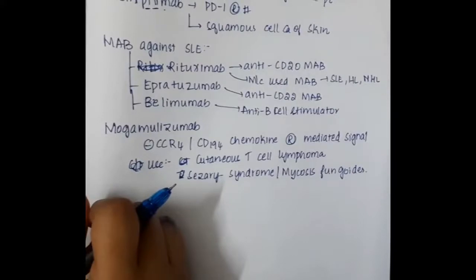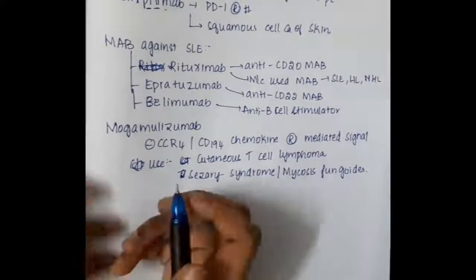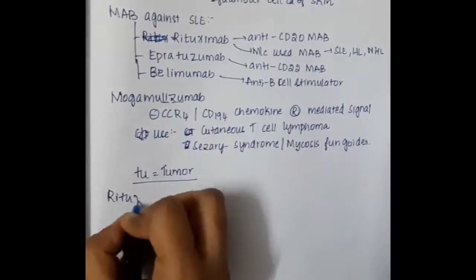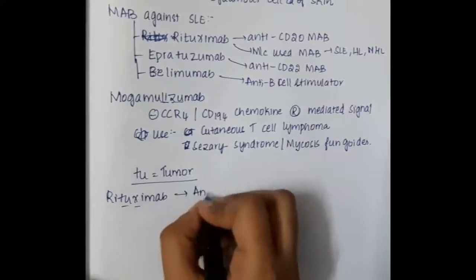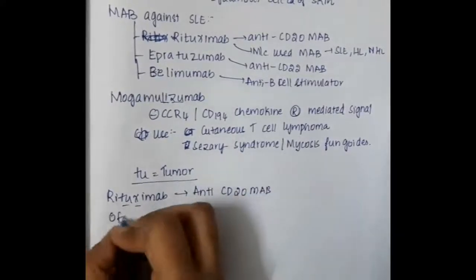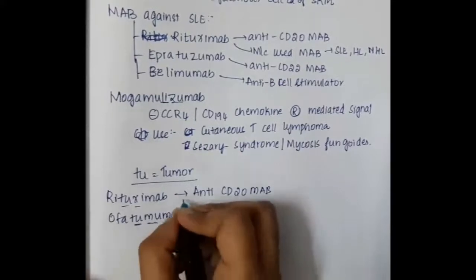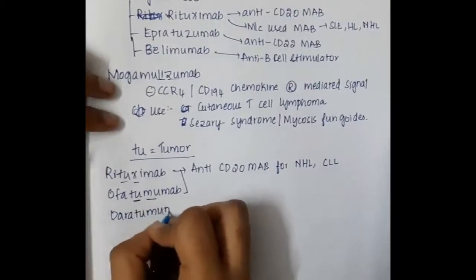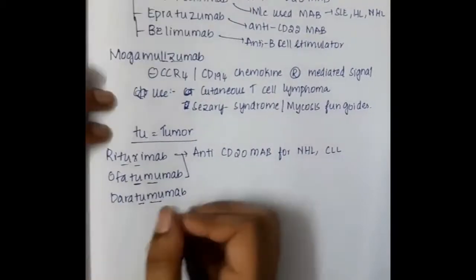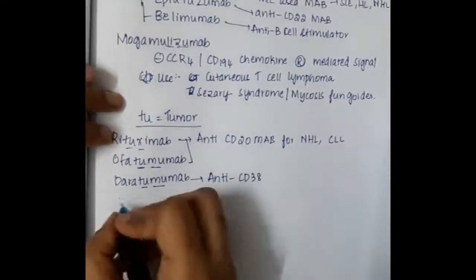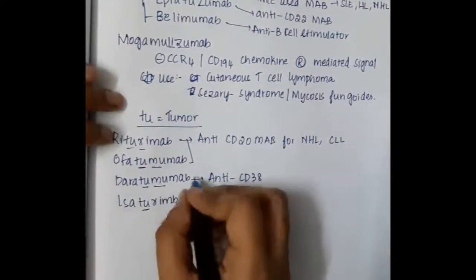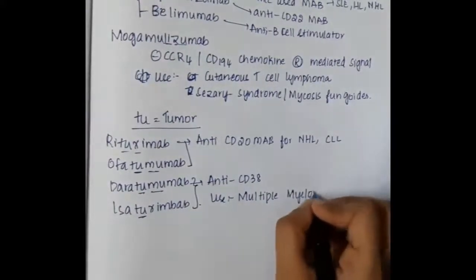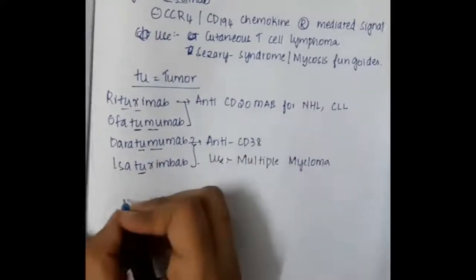Then we have TU for tumor. Next we have TU for tumor, where we have rituximab and ofatumumab. Rituximab is an anti-CD20 monoclonal antibody, and ofatumumab, both these are anti-CD20 monoclonal antibodies for non-Hodgkin's lymphoma and chronic lymphocytic leukemia. Daratumumab and isatuximab, both these are anti-CD38, which are used in multiple myeloma.